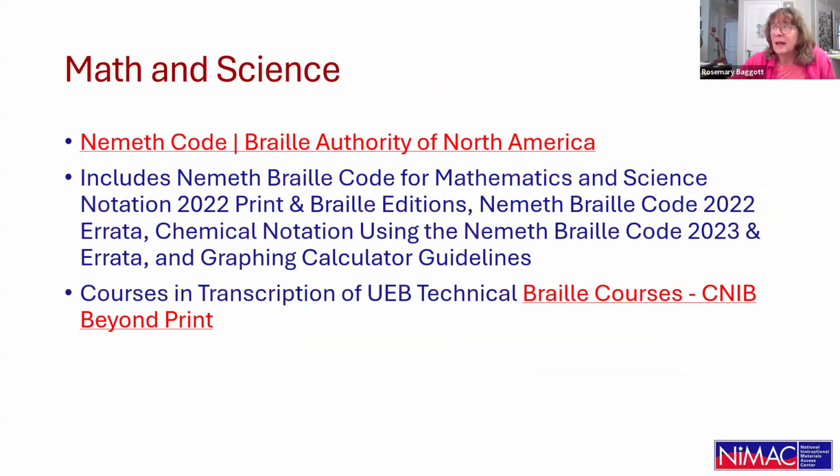And math and science on the BANA website is the Nemeth code. Braille Authority of North America. It has the Nemeth code with UEB. It includes, now there are separate links listed there, but every one I clicked took me back to this original one at the top. But what's included on there is the Nemeth Braille Code for Math and Science Notation 2022, both print and Braille editions, the errata for the Nemeth Braille Code 2022, Chemical Notation Using the Nemeth Braille Code 2023 and the errata, and then graphing calculator guidelines. They're all available through this link at the top of this slide.